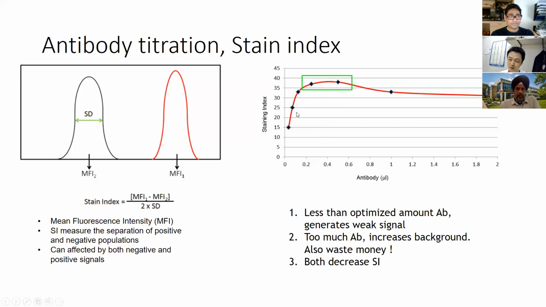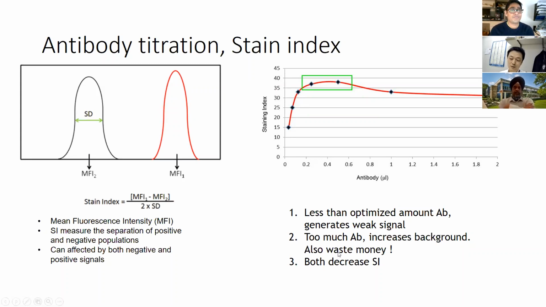So if we use less antibody, the signal will be very weak. So maybe the positive signal ratio will be here. That's why your stain index is low. If we add too much antibody, it no longer further increases the positive signal, but will expand the negative signal due to non-specific binding. So it also causes a decrease of the stain index.